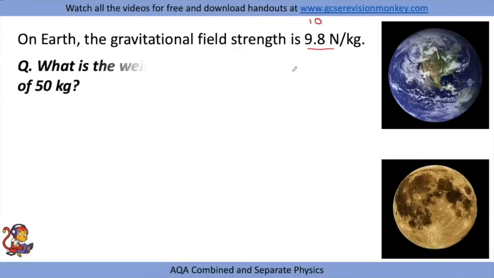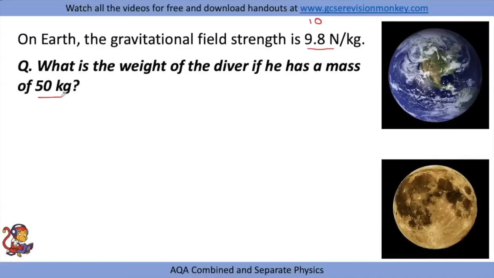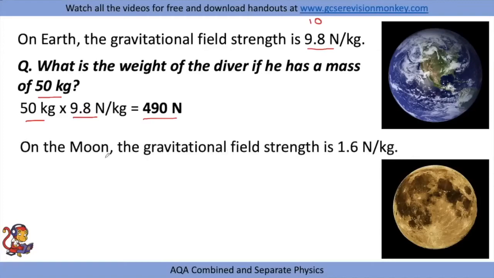What is the weight of the diver if he has a mass of 50 kilograms? Well, weight is mass times gravitational field strength. So if we do the mass times by 9.8, we'll get a weight of 490 newtons. Let's look at an example if this diver was on the moon. On the moon, the gravitational field strength is just 1.6 newtons per kilogram.